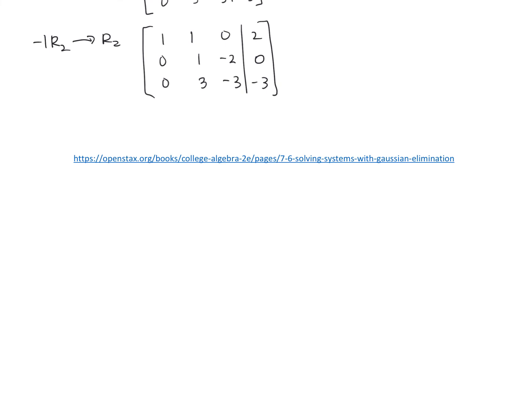Okay, so let's see. We've got a 1 in A22, and now I want to zero out everything above and below that 1. So let's start by zeroing out the 1 in the top row. So A12 is a 1. Let me just highlight it. We want that to be a 0. So in order to accomplish that, we're going to multiply row 2 by negative 1, and then we're going to add that to row 1. And we're going to replace row 1 with that. Okay, let's see if we can get that done. So negative 1 times row 2.